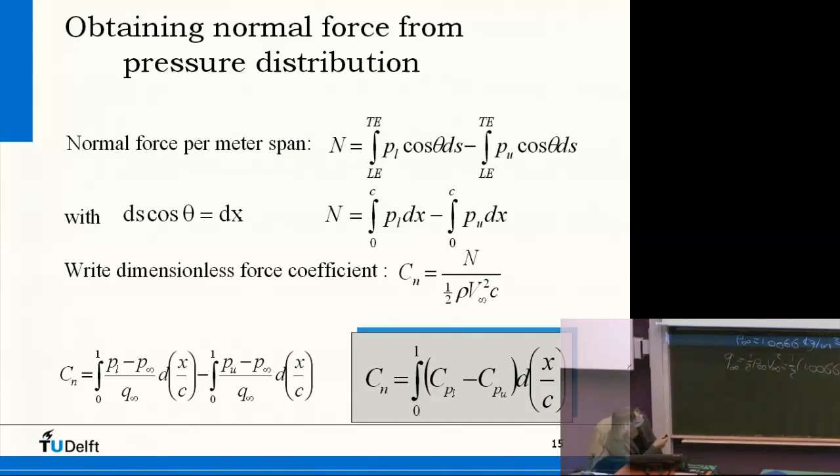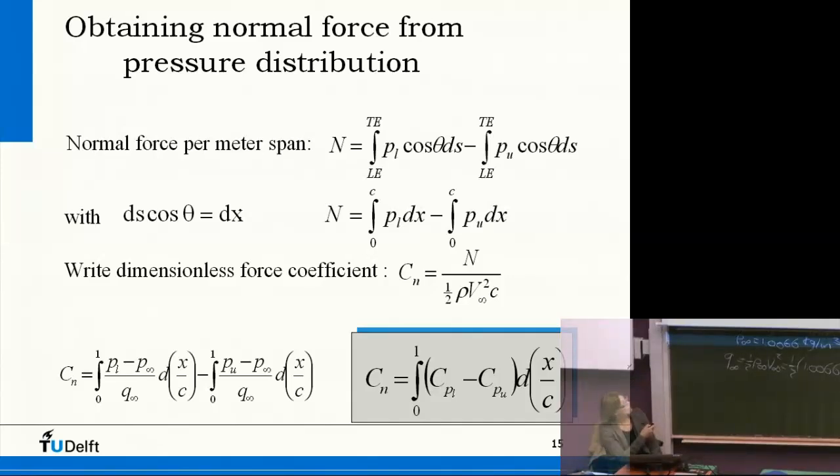And what we can then do is we transform the integration not from 0 to C, but if we put the C in here, we integrate from 0 to 1, dx over C. Yeah? Then the next thing we realize is we have a pressure over a dynamic pressure that's quite close to the pressure coefficient. So since we always talk in dimensionless things, if we plot the pressure coefficients, it might be nice to have pressure coefficients in our normal force computation.